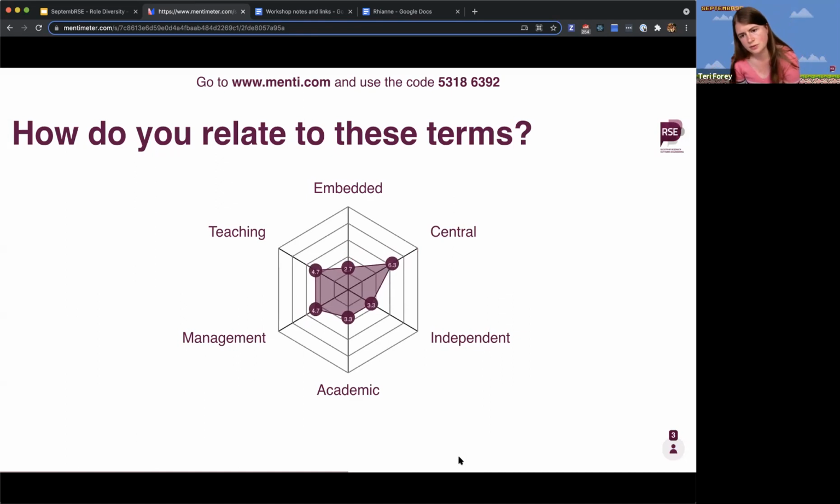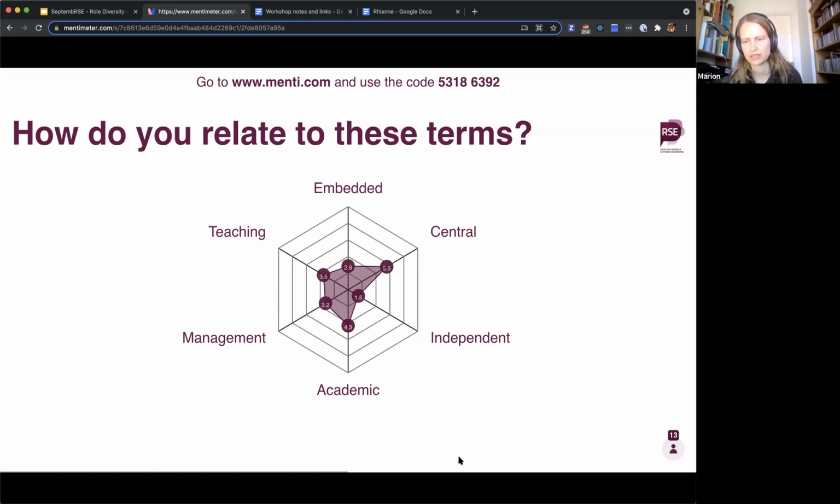Central is sticking out most at the moment. There's a question in the chat about what's meant by academic. Yes, so that's having your own research, driving your own research program. That's the description we had at the introduction, which you might have missed. No worries.